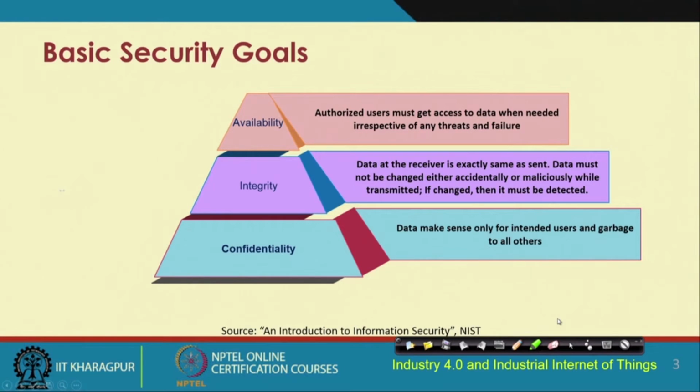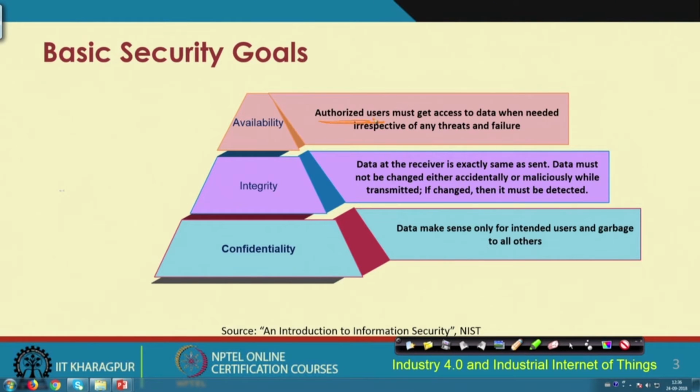So, the basic security goals with respect to IIoT are, number one, availability. Availability means that only the authorized users must get access to the data, but they must get access to the data whenever it is required, irrespective of whether there is any threat or there is any failure of any kind.